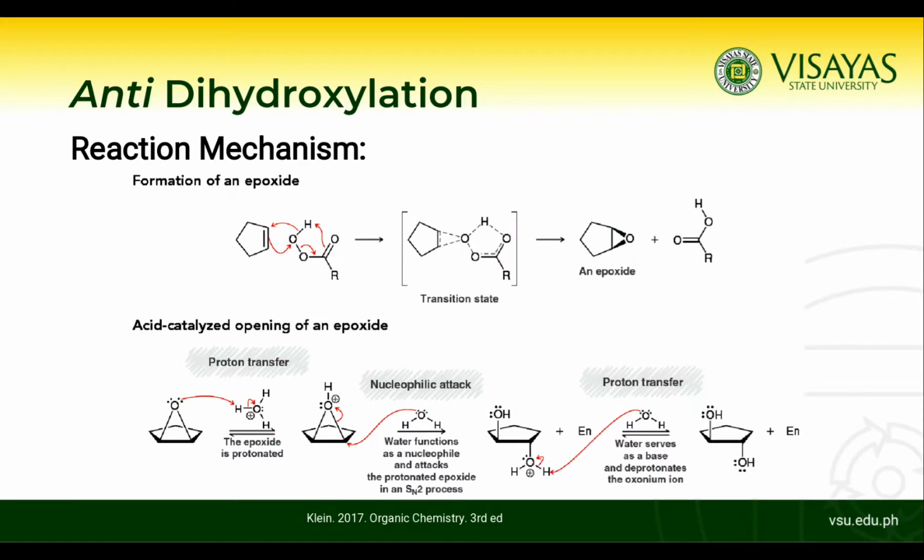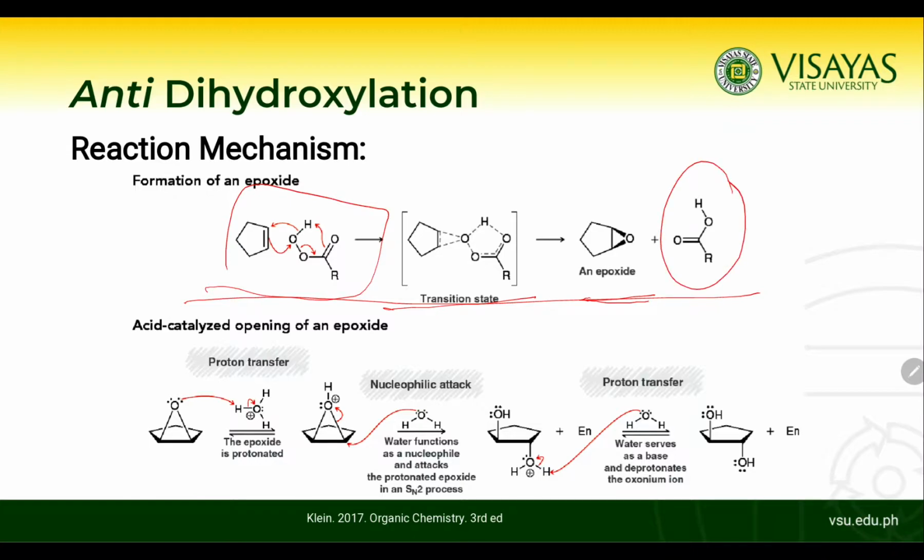Okay, this is the mechanism for the anti-dihydroxylation. So here we have the formation of epoxide. So na siya ang mechanism for the formation of epoxide. Okay, so one step lang na siya, no? Can you see? I mean, to form this transition state and then to form this epoxide. Okay, we have here carboxylic acid ma-form as well, no? When we form the epoxide.